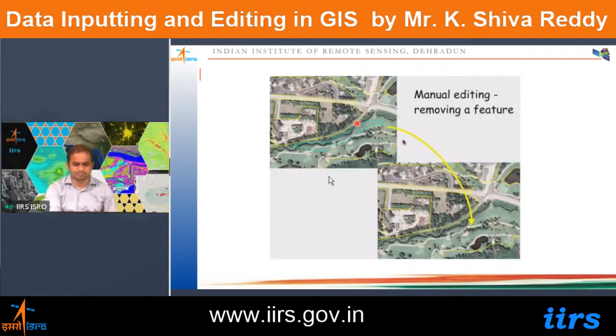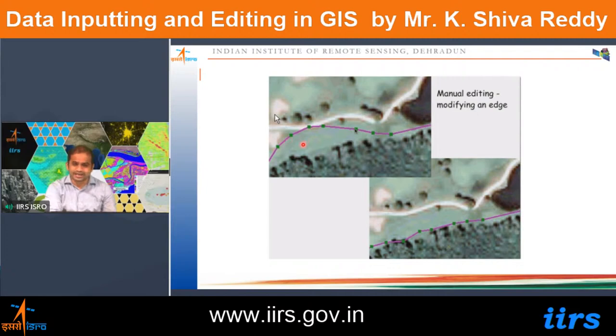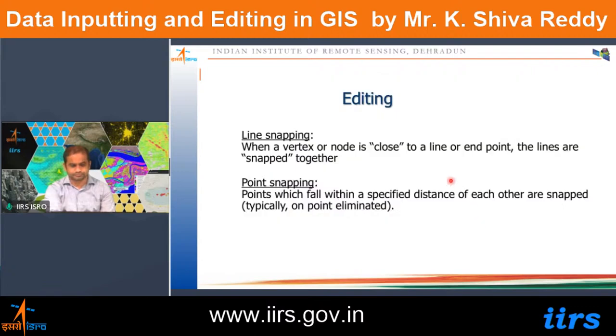So the simple way is, suppose you think it is an error, you select this polygon and delete it. That's the easiest one, right? The second option is you select and make each vertex editable. Then you move each vertex down, right? So this is called modifying the edge. Once you modify the edge, the shape will change, right? These are the two things, but still it doesn't solve the problem of overshooting and undershooting.